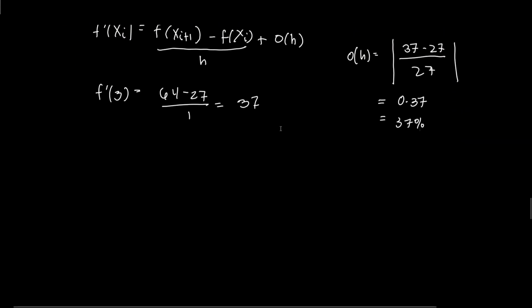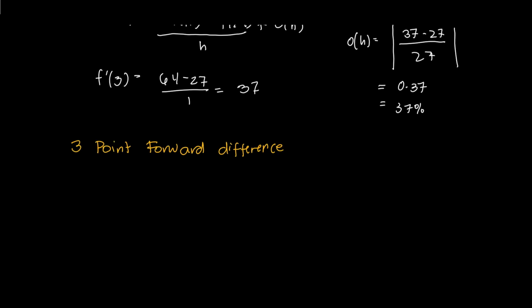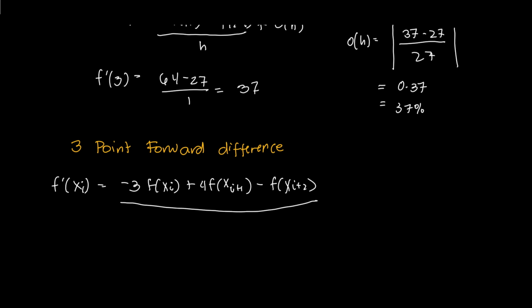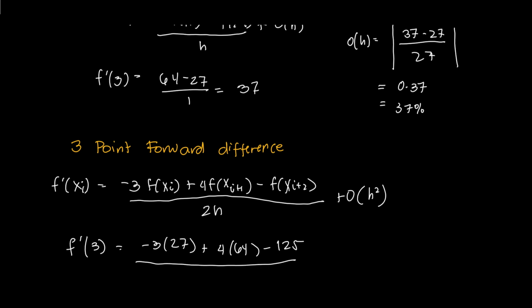Now let's use the 3-point forward difference and compare how many percent is their difference in terms of the error. So for the formula for the 3-point forward difference, let's substitute the values needed here in our equation. We have negative 3 times 27 plus 4 times 64 minus 125, over 2 times 1.